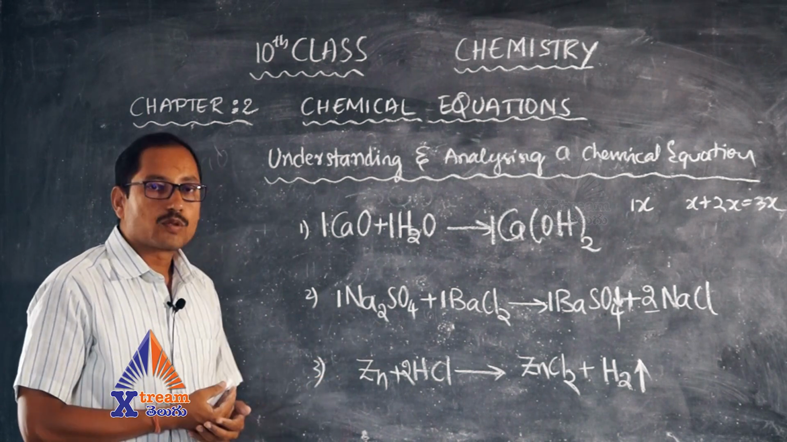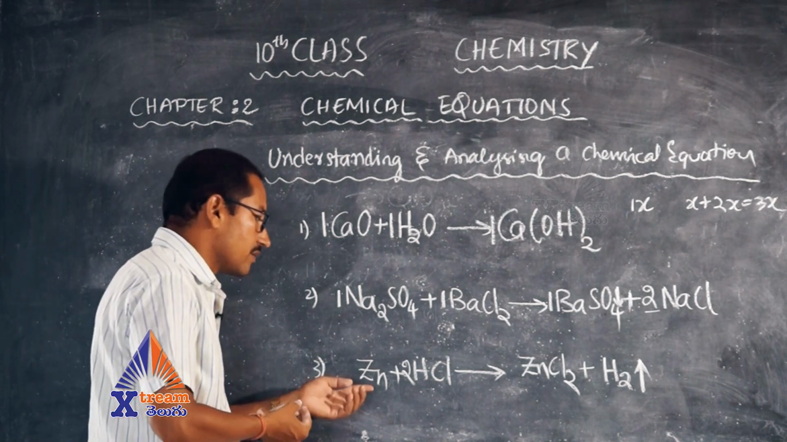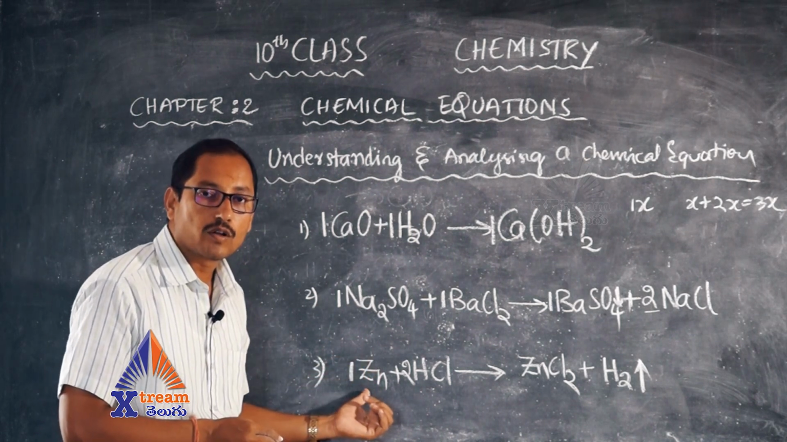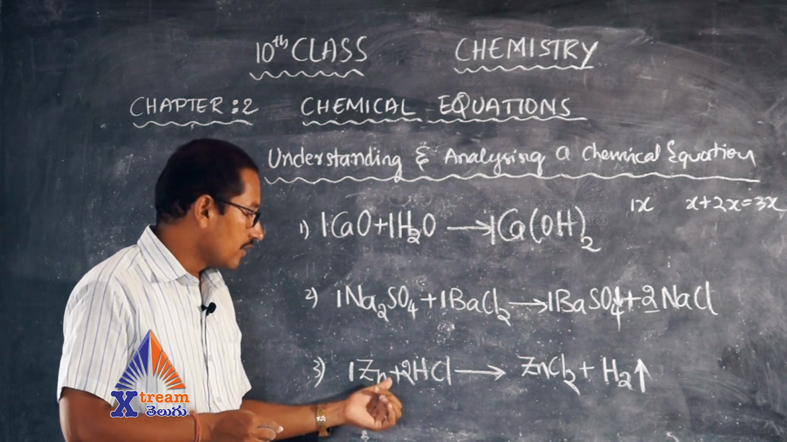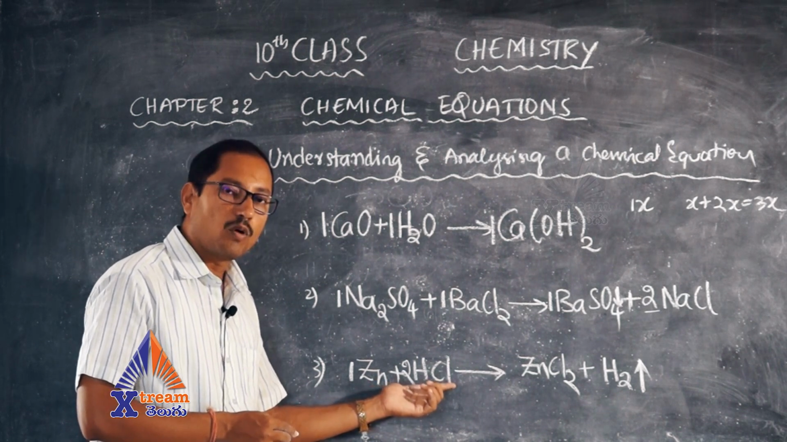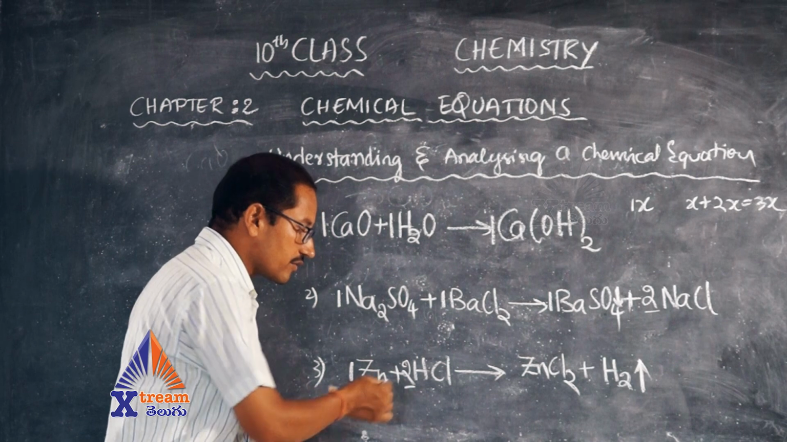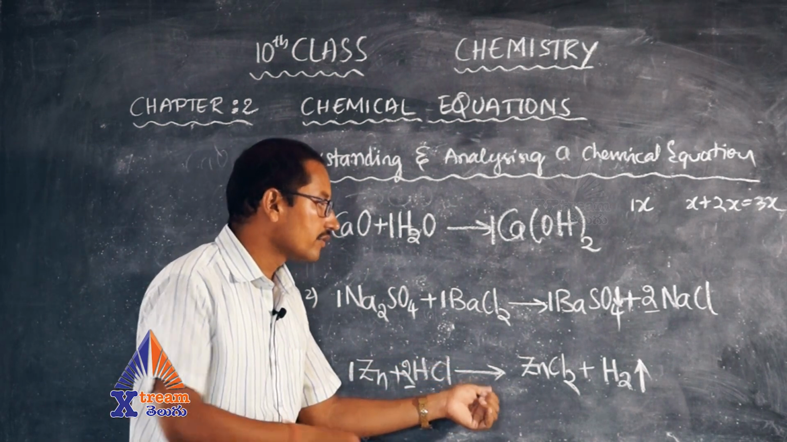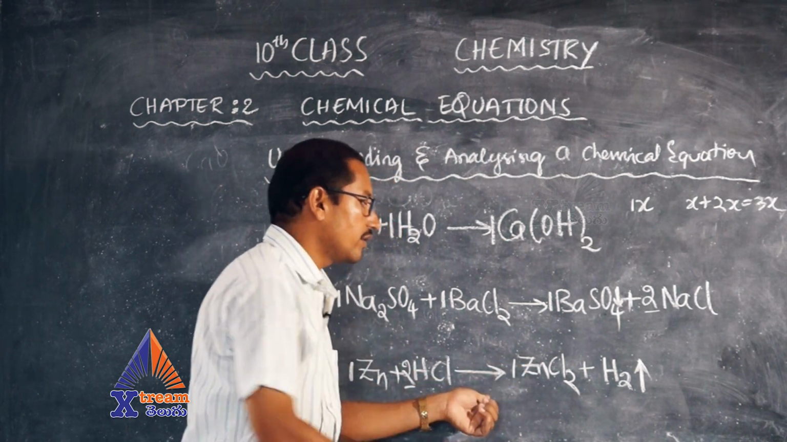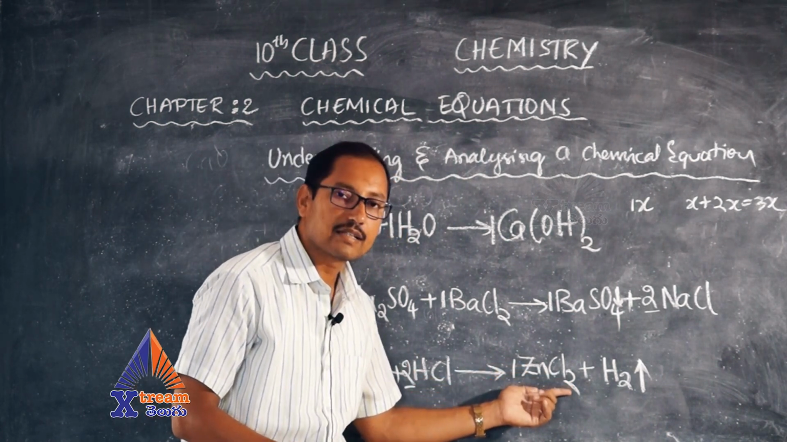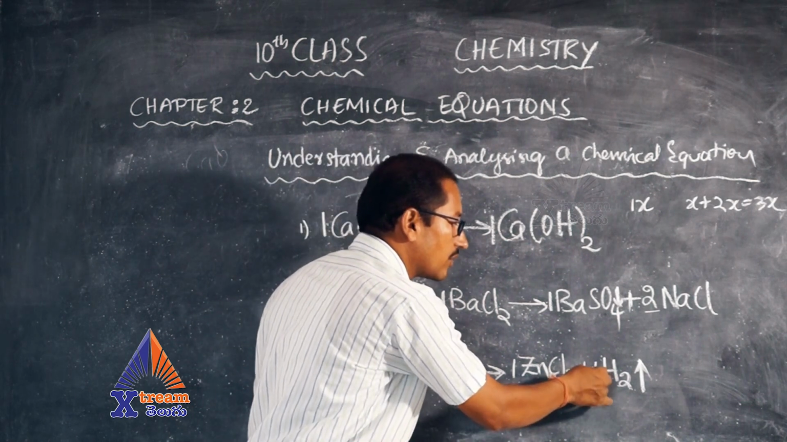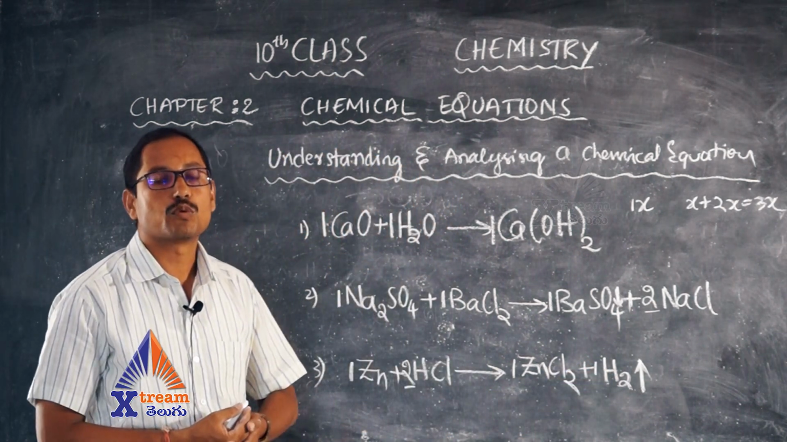The last one, let us try to understand. Before Zn nothing is there, that means 1 is there. One molecule of Zn reacts with two molecules of, here 2 is written, so two molecules of HCl to give, here nothing is there, that means one molecule of ZnCl2 plus nothing is there in front of H2, that means one molecule of H2.